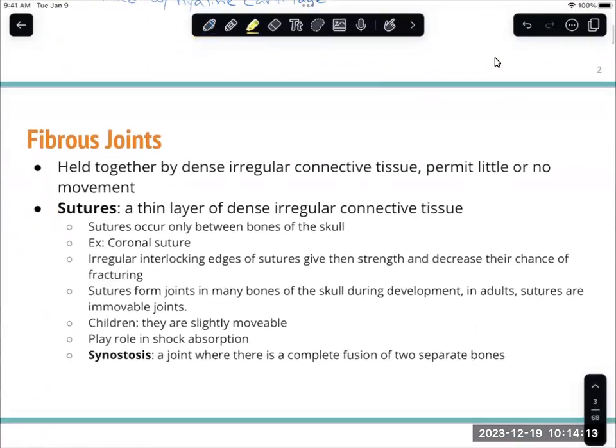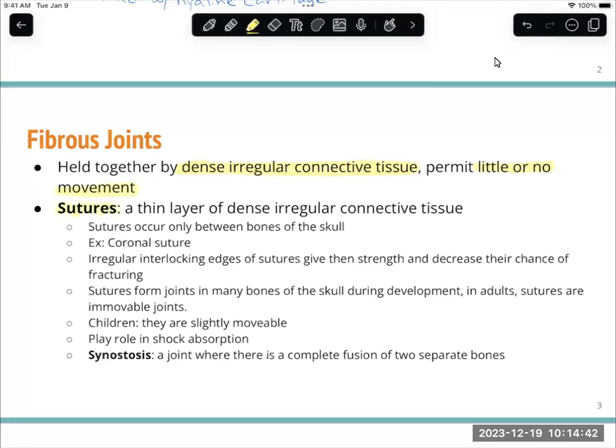So let's go through the different types of joints that we just looked at, and we're going to break them down even further. So we said those fibrous joints, they're held together by that dense, irregular connective tissue. There's very little to no movement on those joints. So here's some different examples. We have sutures.